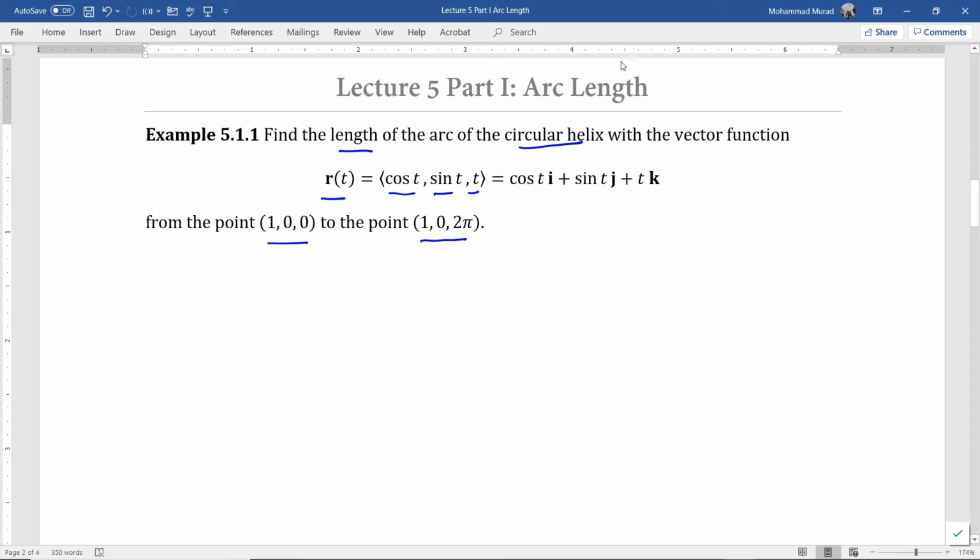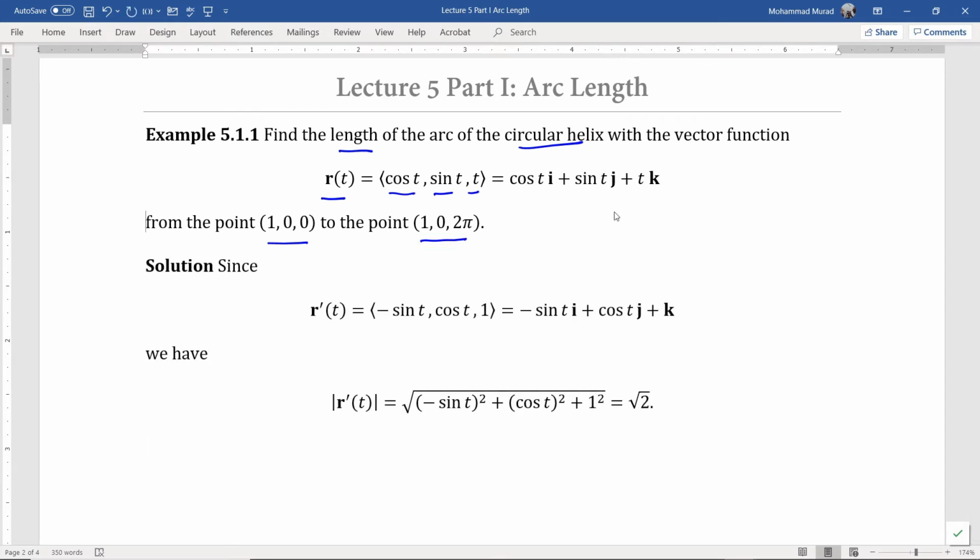Let's have a look at the solution. The derivative of the position vector r has component functions negative sine of t, cosine of t, and 1. These components are obtained from the vector function r by simply differentiating the component functions. And we have the magnitude of this r prime is the positive square root of the sum of the squares of the component functions, which simplifies to positive square root of 2.